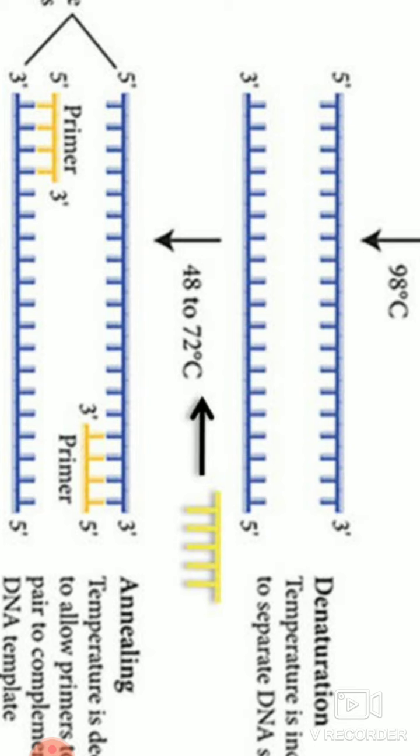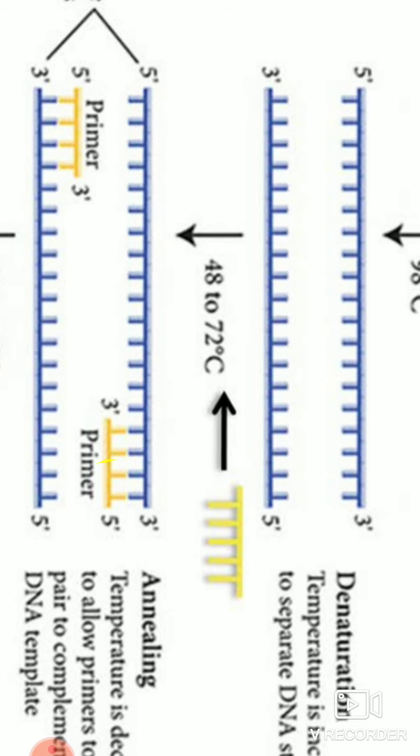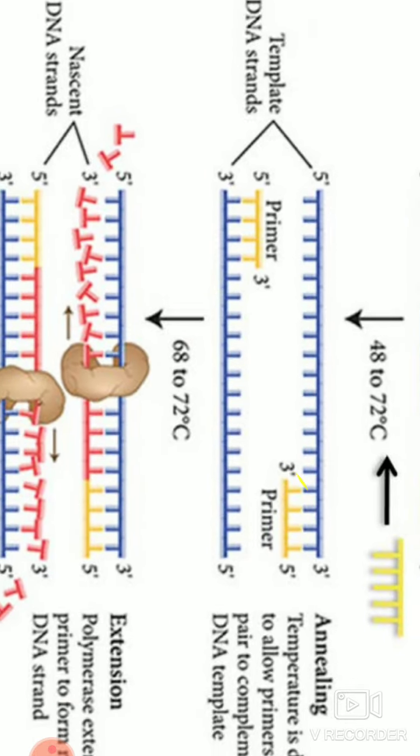This is again not done for 7 to 8 minutes. It is done for 20 to 30 seconds, where denaturation requires heating the reaction mixture to 94 to 98 degrees Celsius for 20 to 30 seconds. It results in melting of the DNA template by disrupting the hydrogen bonds between complementary bases, yielding single-stranded DNA molecules. Next, what we do is something called annealing.